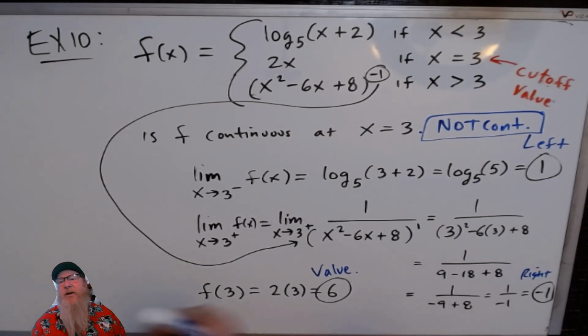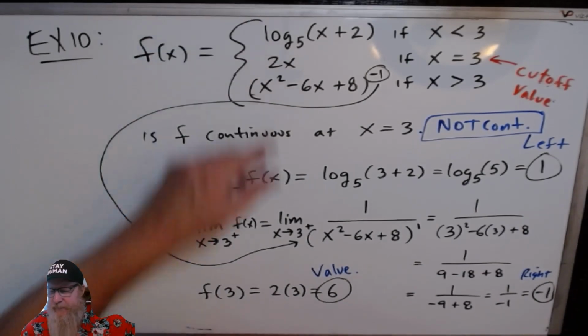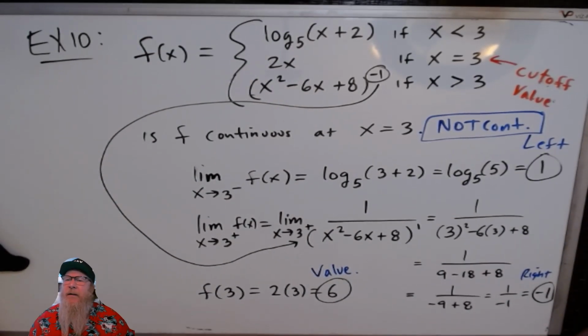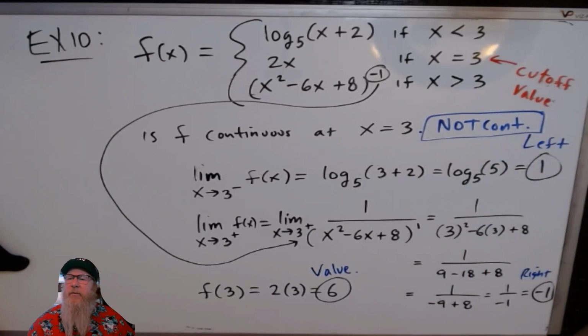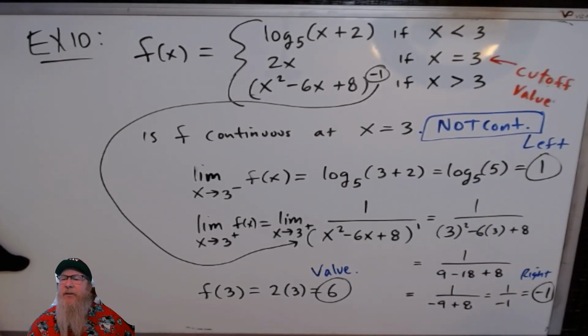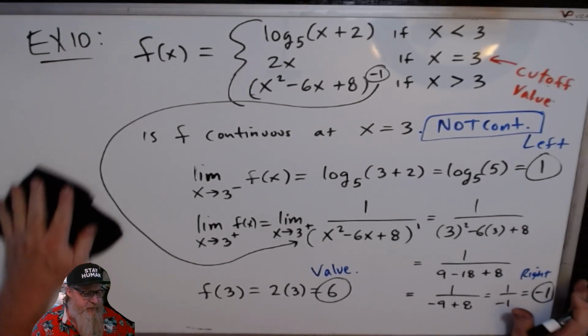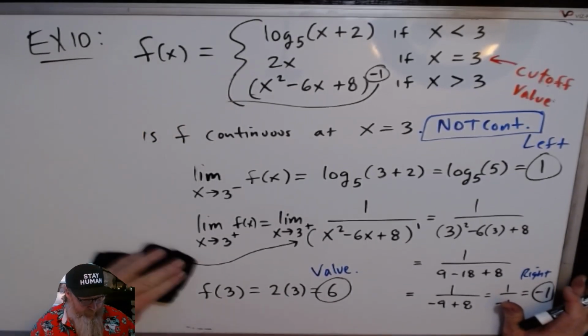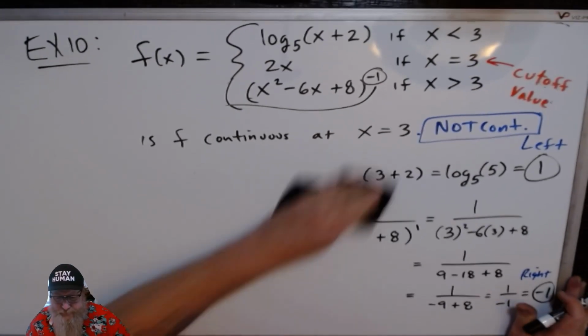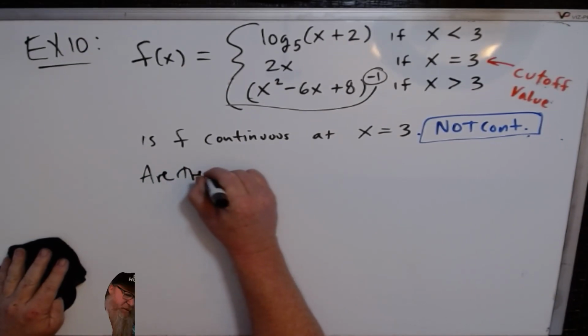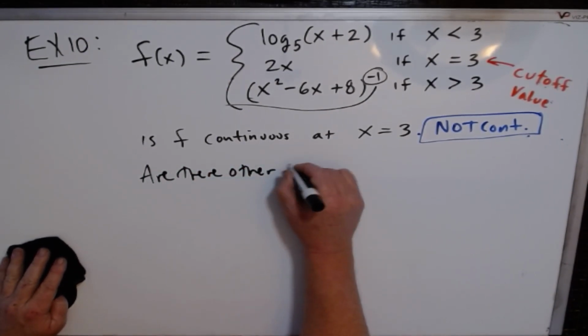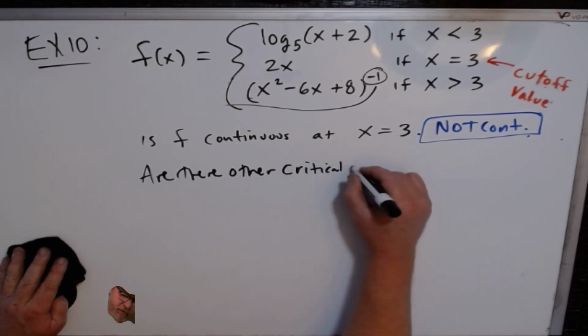That's the definition of continuity. It's just not continuous. Well, that's pretty straightforward. That was just a review of what we did in the last one. But now we have to look at what about other critical values. Perhaps there are some other critical values out there. Are there other critical values?